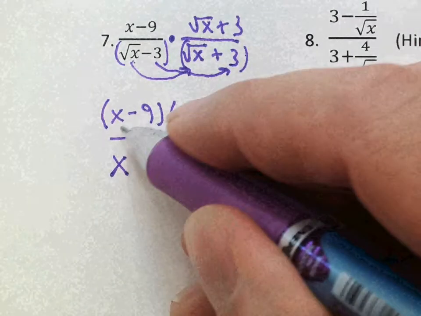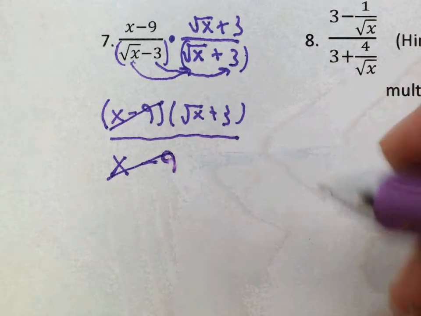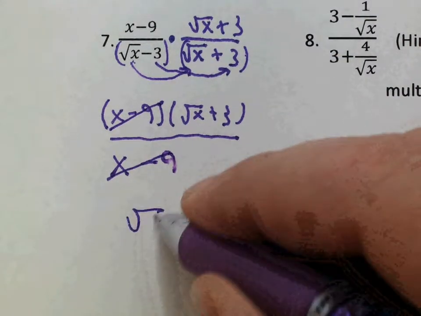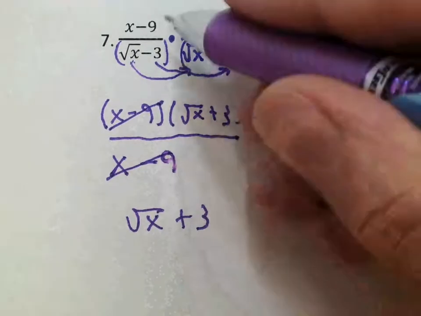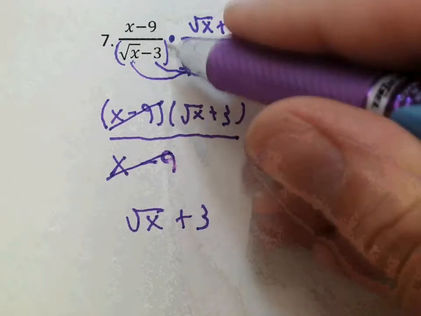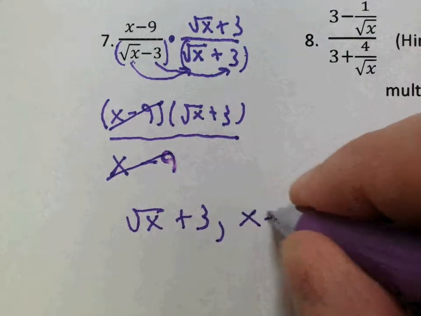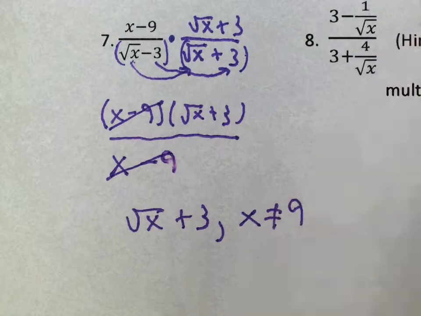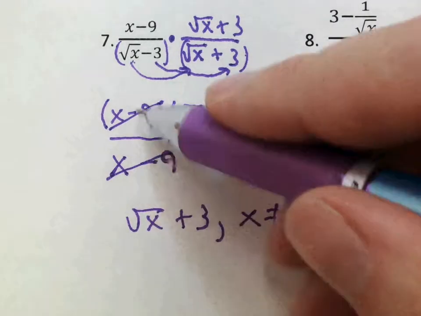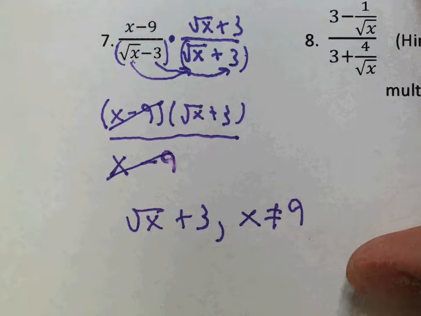And now we'll notice that the x minus 9 can cancel out with the x minus 9, and so we're left with square root of x plus 3 as our final answer. Now, these two are always going to be equal to each other, except when x is 9, because when x is 9, this one is undefined and this one is not.